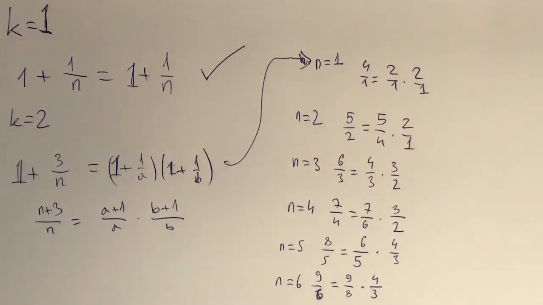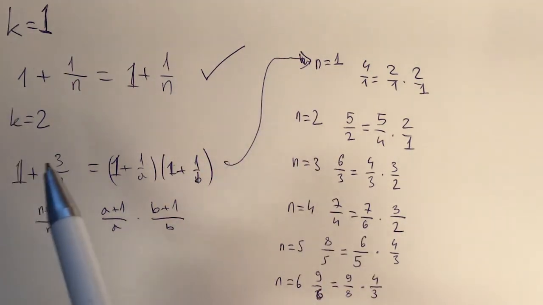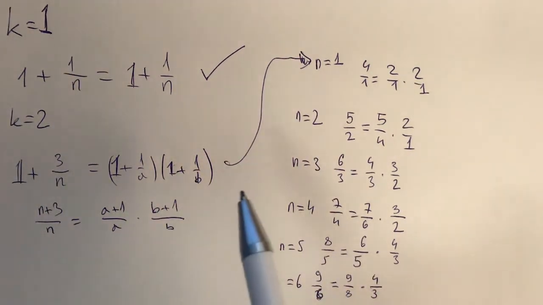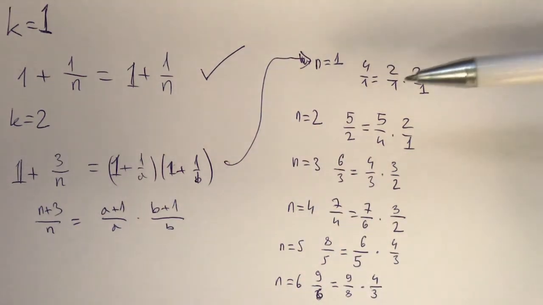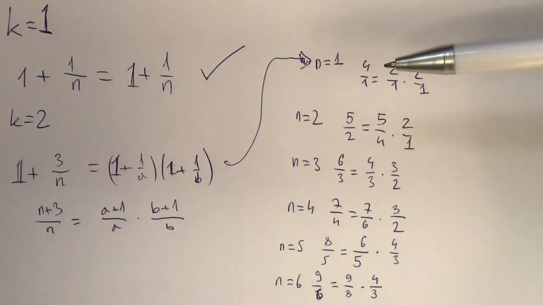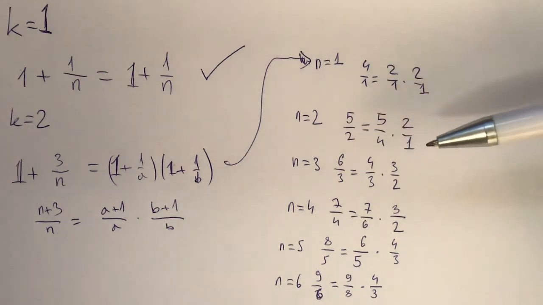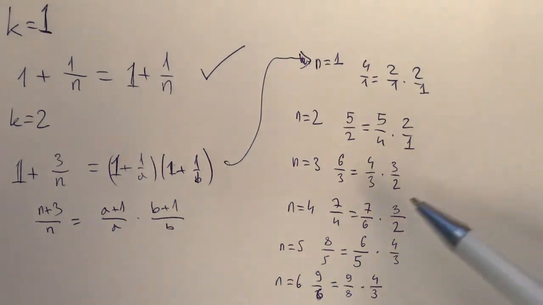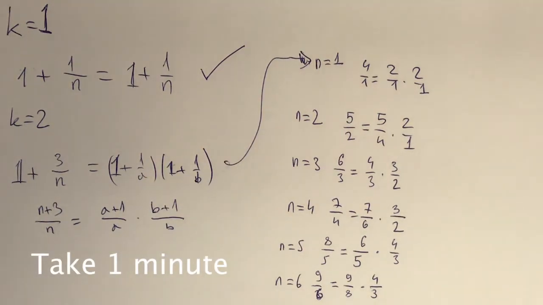Playing around with k equals 1 is trivial, but for k equals 2, when we play around with specific values of n, for n equals 1 we get 2 over 1 times 2 over 1, which gives 1 and 1 as solutions. Then for n equals 2, we get 4 and 1 as solutions. Then we get 3 and 2, 6 and 2, 5 and 3, 8 and 3. Now take a minute and see, do you notice any pattern here?